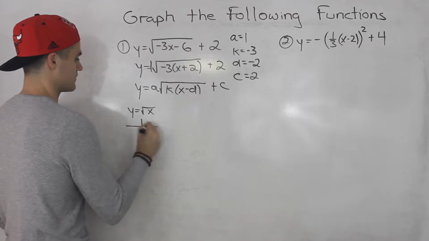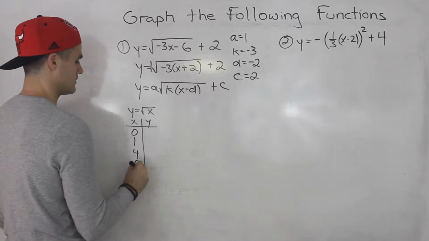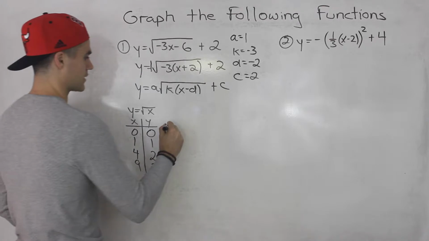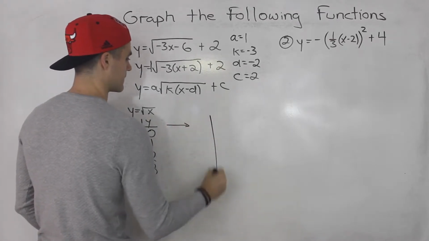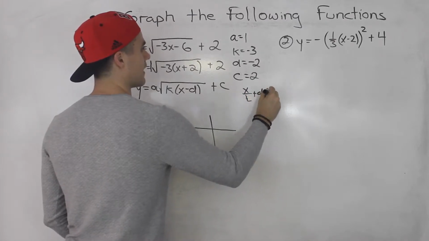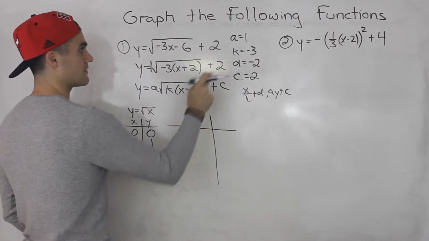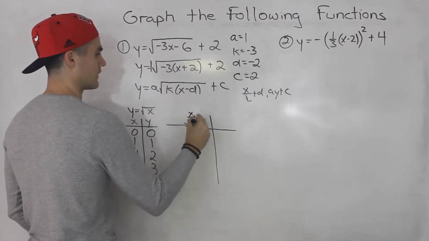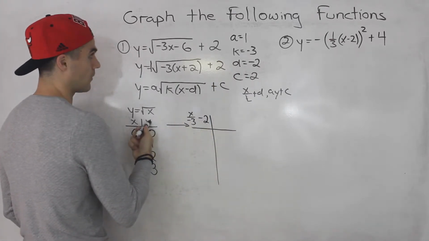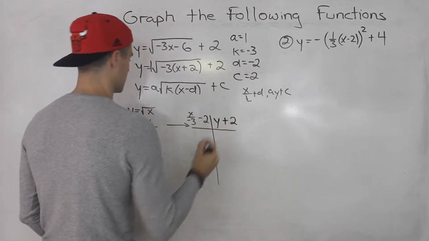So now we're going to take the square root of x, that's the parent function. Writing out a couple of points for it: 0, 1, 4, 9. Those are usually the standard points I use. We've got to transform it using the formula x over k plus d, ay plus c. So I take all the x values, divide them by negative 3, and then subtract 2, the d value. Then we take all the y values, multiply them by 1, so that's just y by itself, and then add 2.